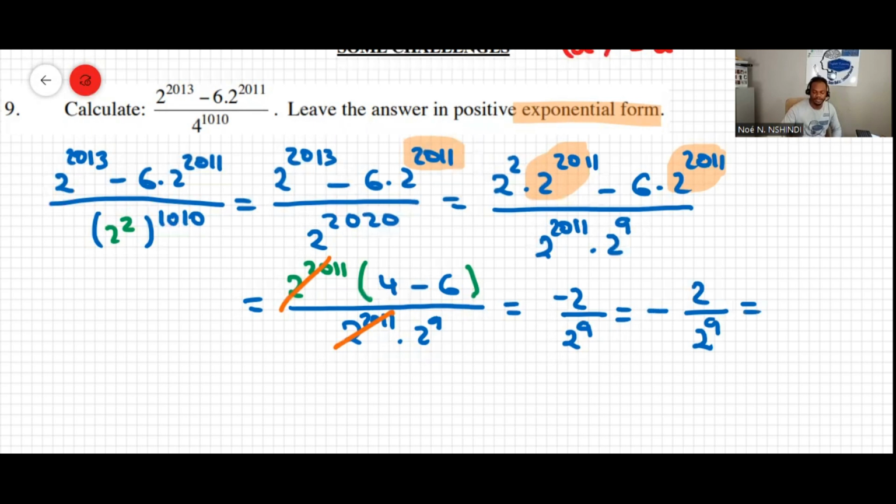Okay, and then this will be negative 2 over 2 multiplied by 2 to the 8, because it's 2 to the 1 there. We can simplify these 2 and that one, and then the answer will be negative 1 over 2 to the power of 8. We can write it this way, or we can also say negative 2 to the power of negative 8. Both are exponential forms. Thank you.